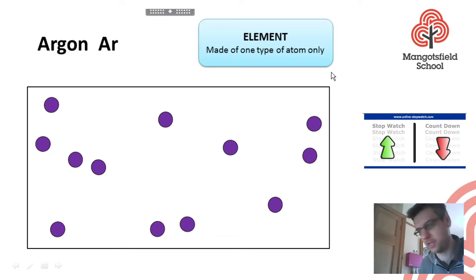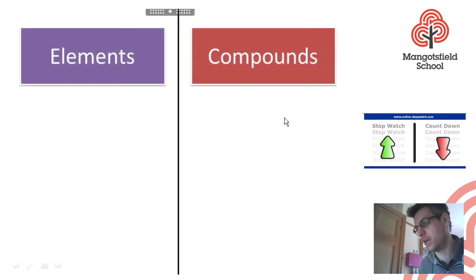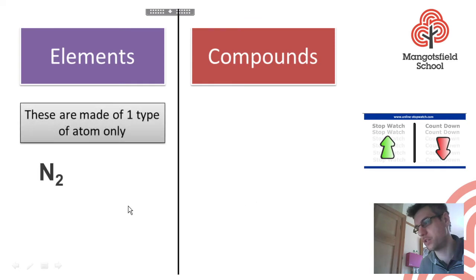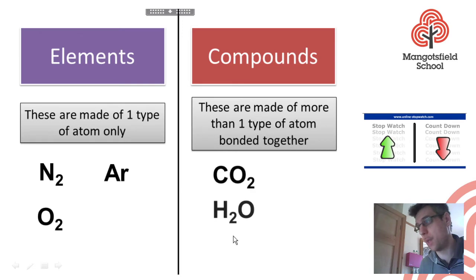Okay, so air is a mixture of elements and compounds. The elements are made of one type of atom, and you can see that in their chemical formula, right? N, there's only one type of atom. There's 2 inside the molecule bonded together, but only one type of atom. N2, O2, Ar are all elements. Compounds, more than one type of atom bonded together. We can see that in their chemical formula. Carbon and oxygen bonded together. Hydrogen and oxygen bonded together.